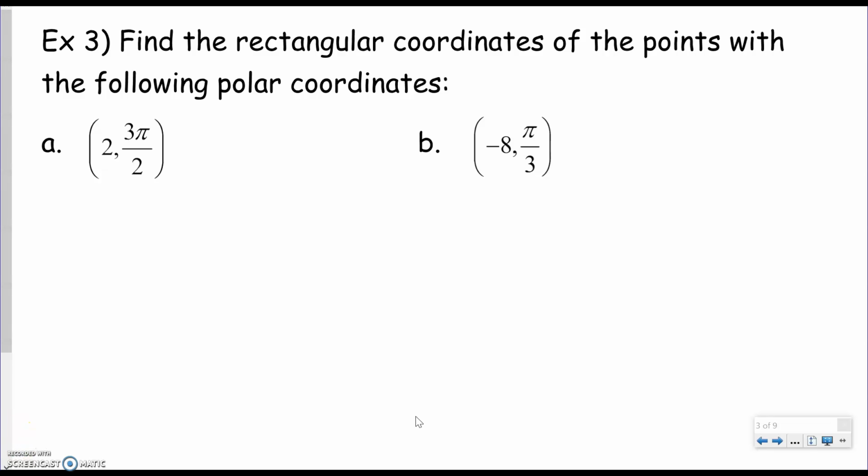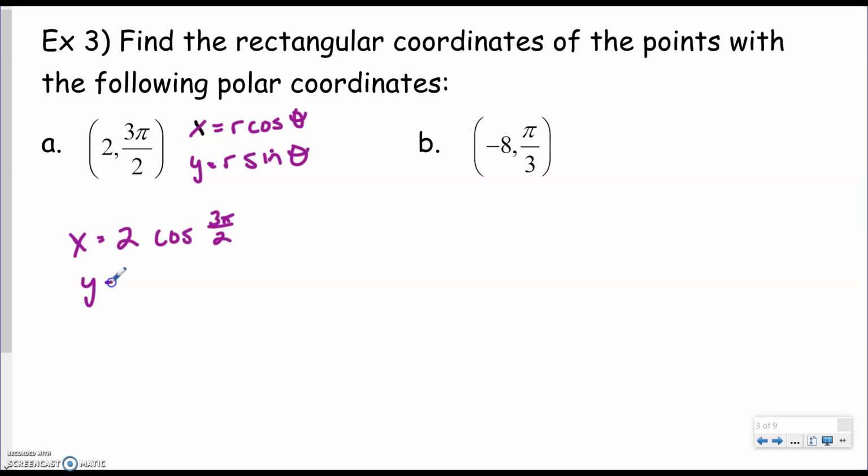We're going to use those to change these back and forth. So we are going to use those essentially formulas to convert points to rectangular form. What you need to remember here is x is your cosine, so x is going to be r cosine of the angle, and y is going to be your sine, so r sine of the angle. So when I plug that in, to find my x, I'm going to do 2 times cosine of 3 pi over 2, and y is going to be 2 sine of 3 pi over 2.